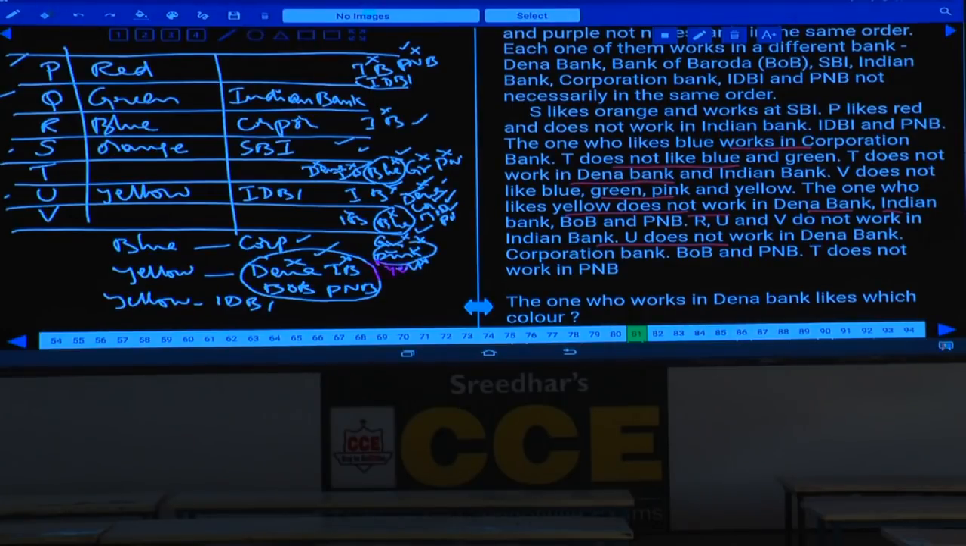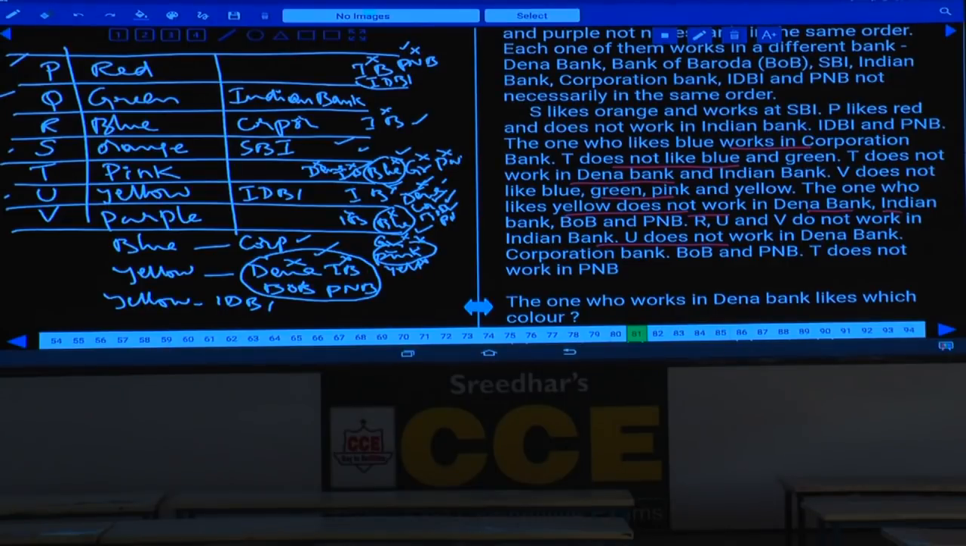This person V does not like pink, and this T likes pink color. If this T likes pink color, then V likes purple color. Then coming to these banks, Indian Bank, Corporation Bank, SBI and IDBI were done. Now we are left with the PNB.